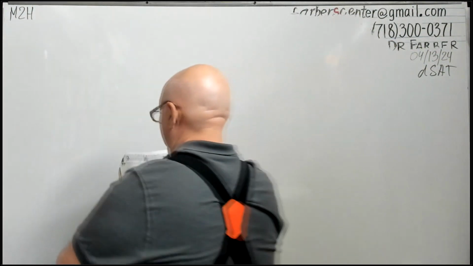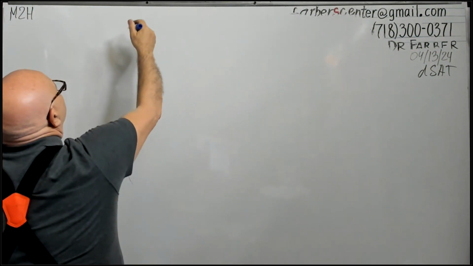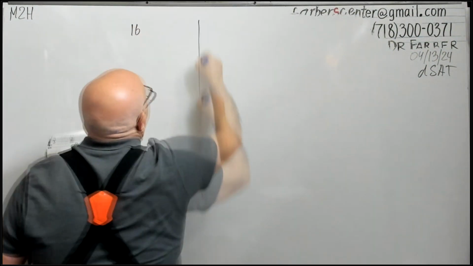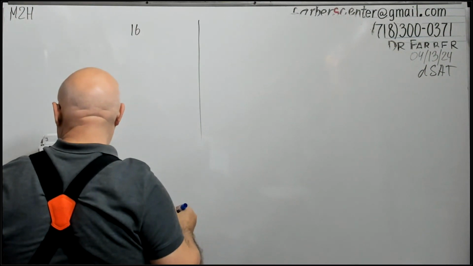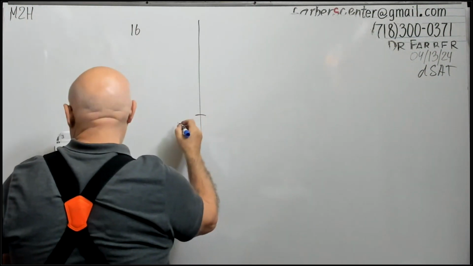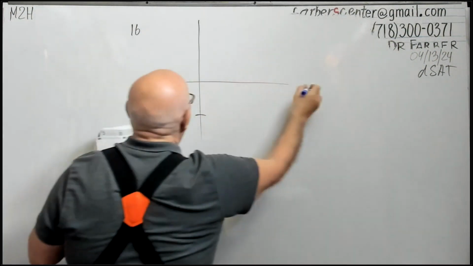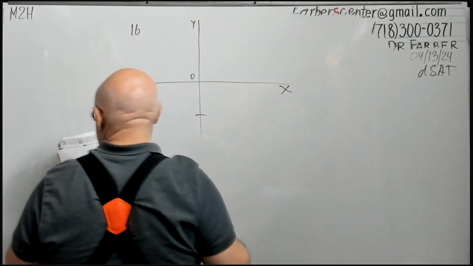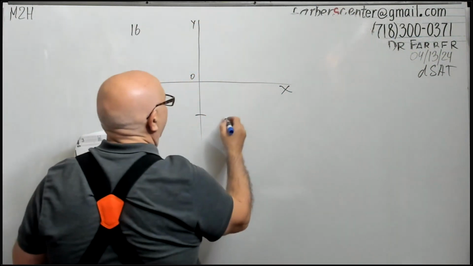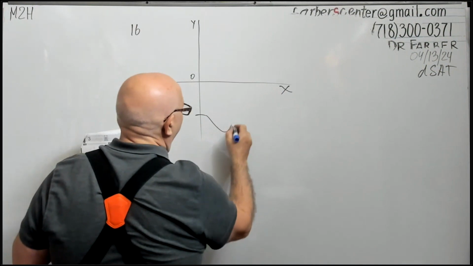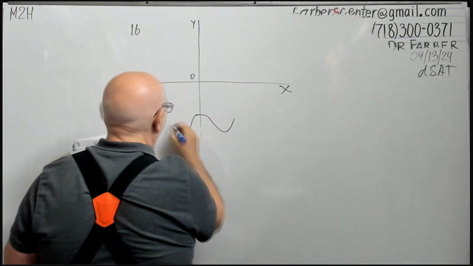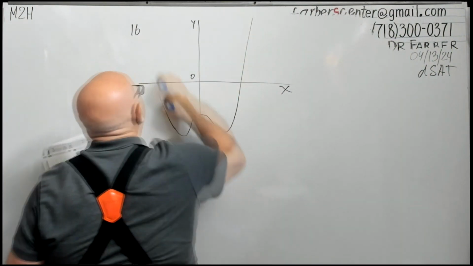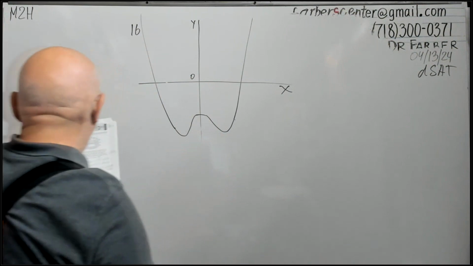In 16, they give you a graph. Pretend you have Cartesian coordinates. This is 0, x, y. And pretend we have these two branches. And this must be symmetrical.